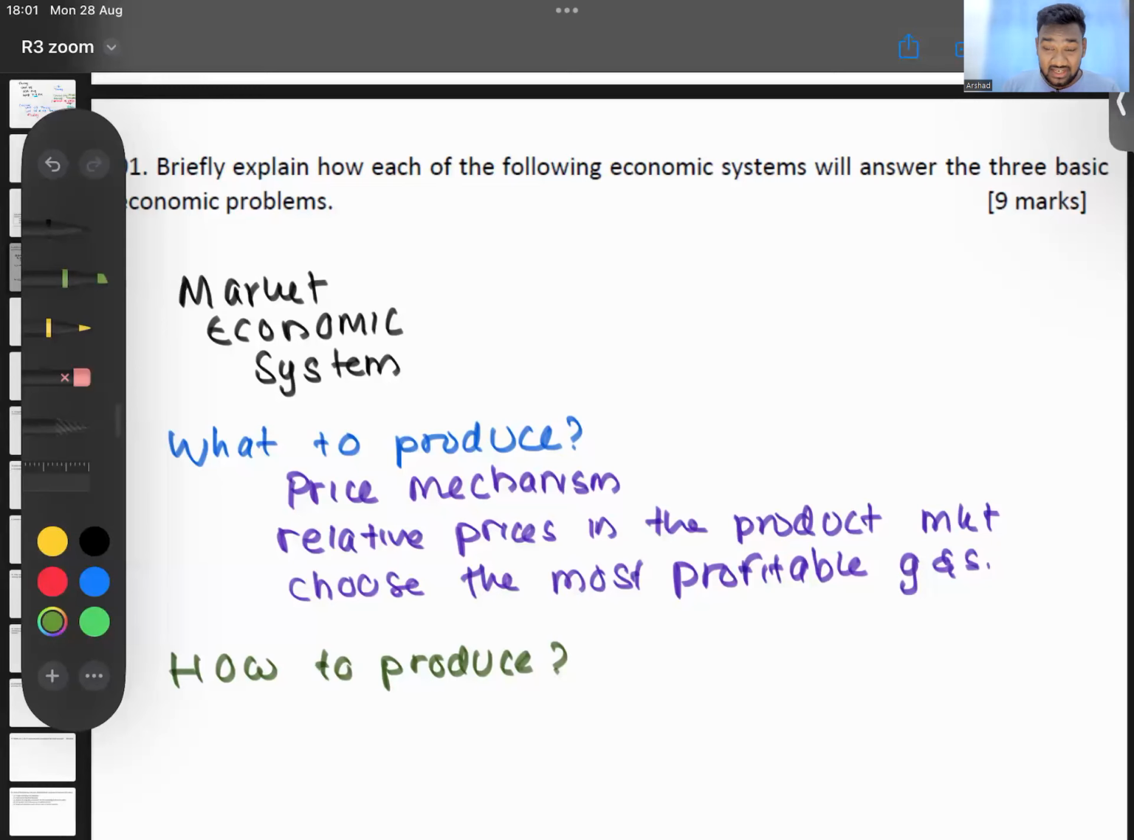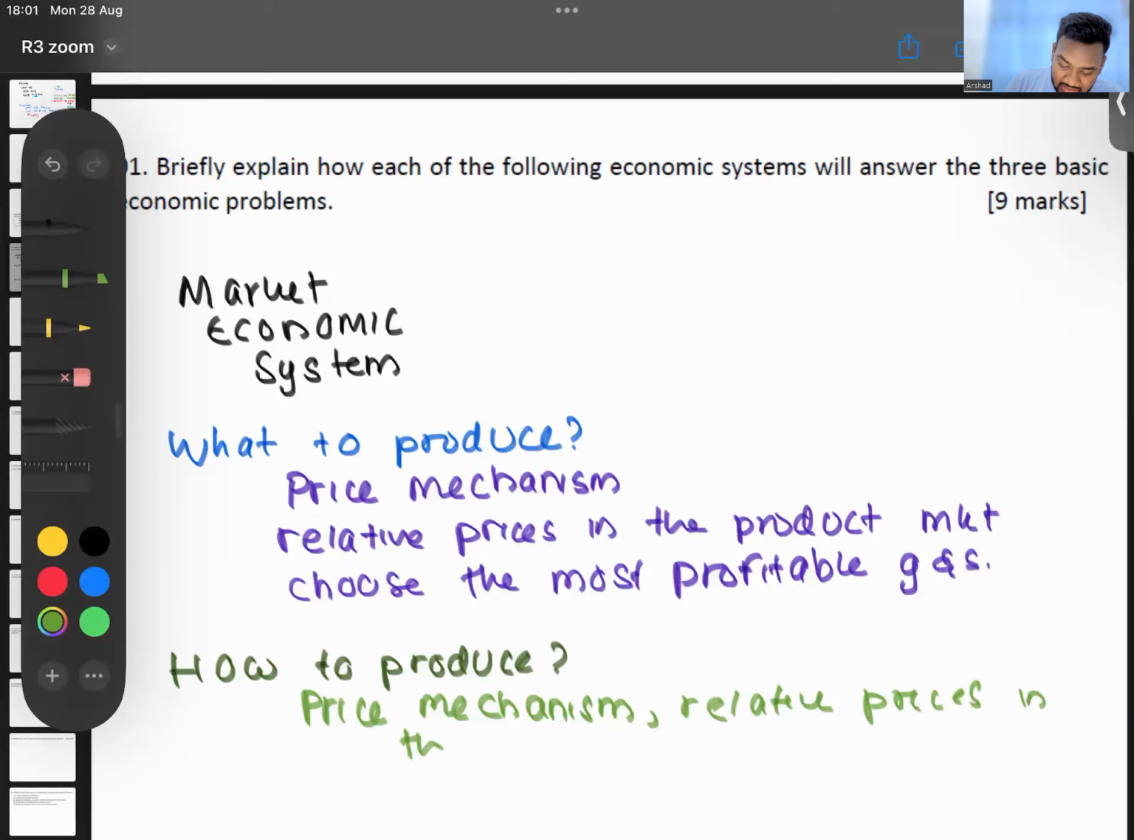You have to say again using price mechanism. You have to mention this price mechanism. Using price mechanism, what happens? They look at the relative prices in the factor market, right? What is the factor market, guys? Factor market is where you have labor, capital, and all.